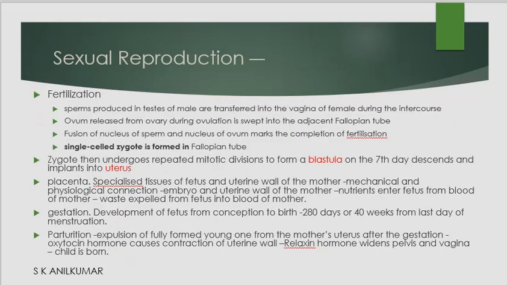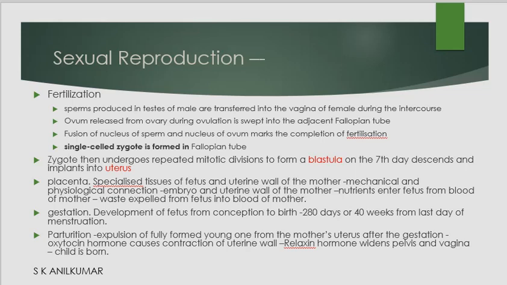Placenta. What is placenta? Placenta is a specialized tissue of the fetus and uterine wall of the mother. It is a mechanical as well as physiological connection. Mechanical connection because it connects the fetus to the uterine wall. Physiological connection because it transfers food and takes back the waste. Psychological connection because that is the connection between the mother and the child. Embryo and the uterine wall of the mother.